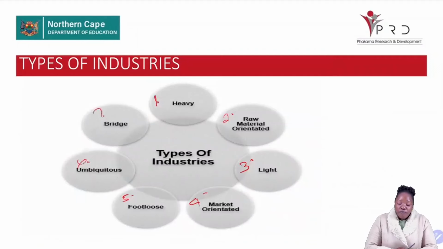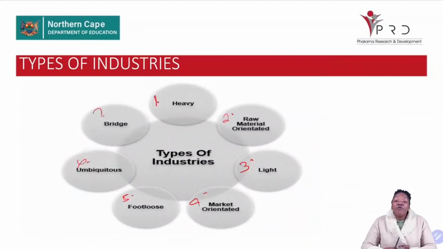Then number 4, we've got the market-orientated industries. So these are the industries that are supposed to be closer to the consumer or to the market. So why are they supposed to be closer? It's because of the products that they are dealing with. They have products that need to be sold fast and every day.